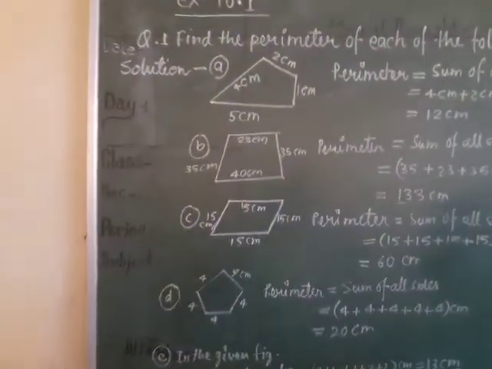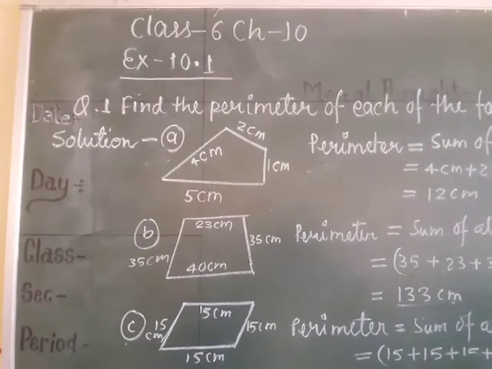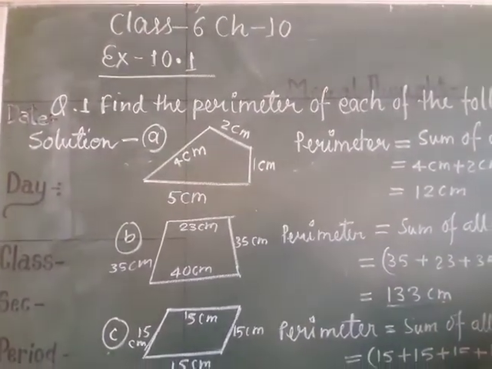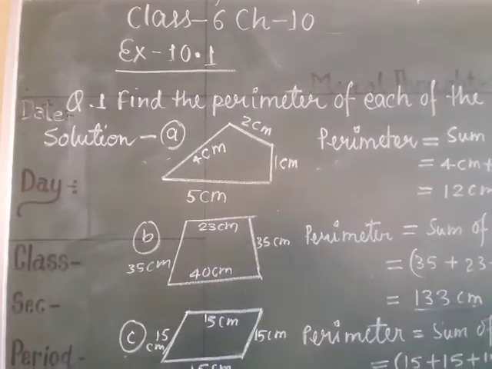Hi student, this is class 6 chapter 10 and today I am going to do exercise 10.1. Here question number 1 is given. Find the perimeter of each of the following figures. The figures are given in your book, also drawn on the board, so I am taking them one by one.